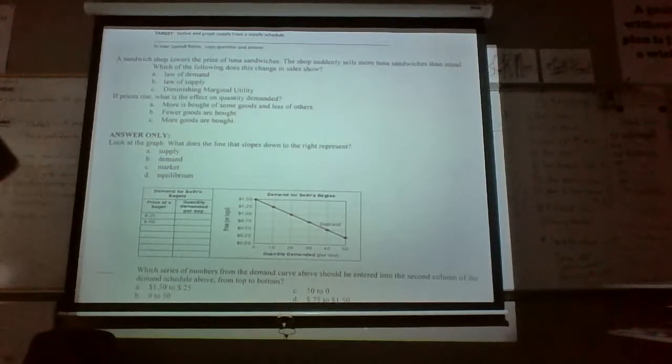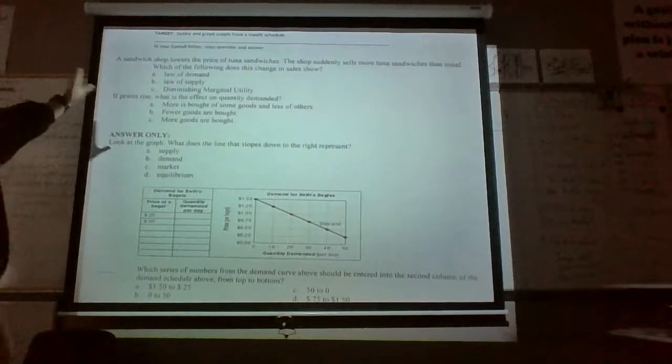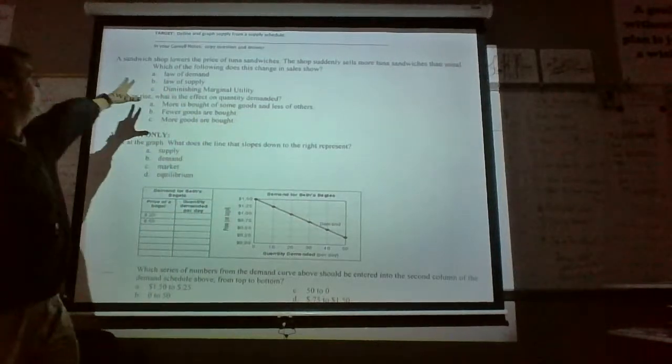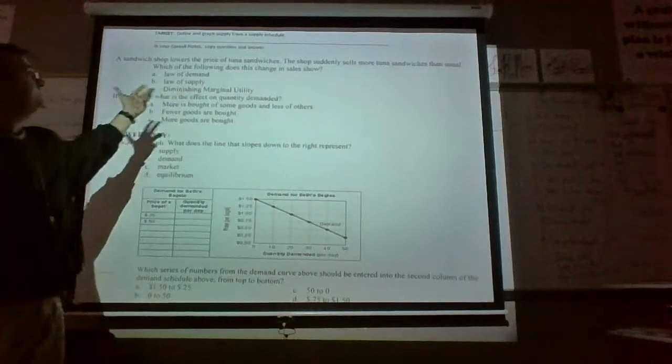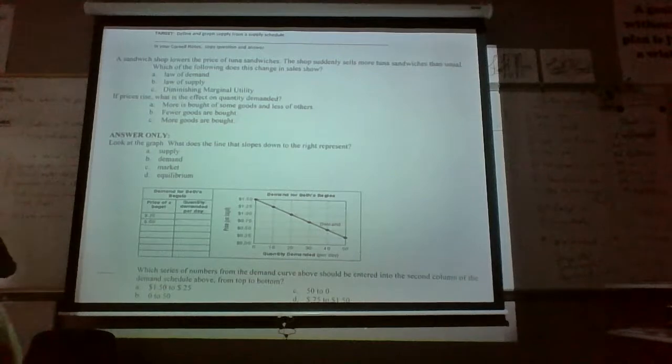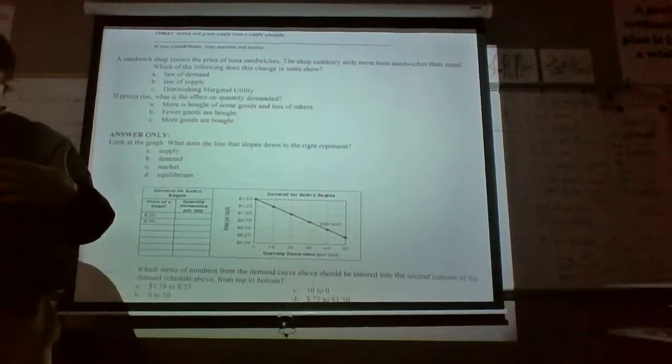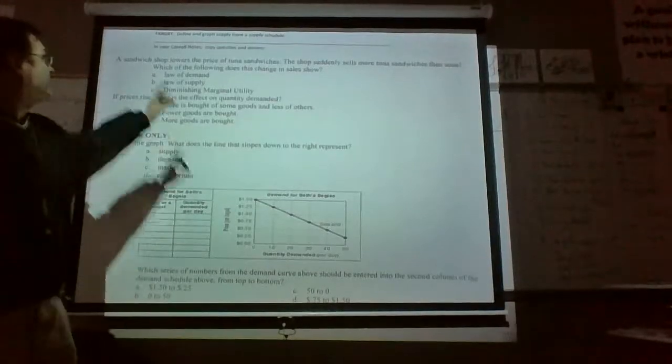If you were here yesterday, here's what we did. We started off by drawing this curve. Now, the correct answer here is A, law of demand. The sandwich shop lowers the price of tuna sandwiches. The shop suddenly sells more tuna sandwiches than usual. We get more customers. More people want to buy it. That's the law of demand.